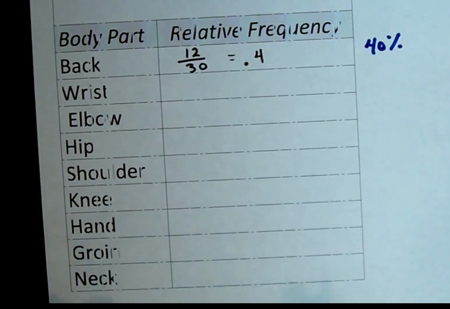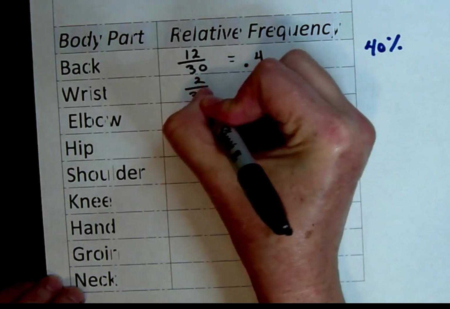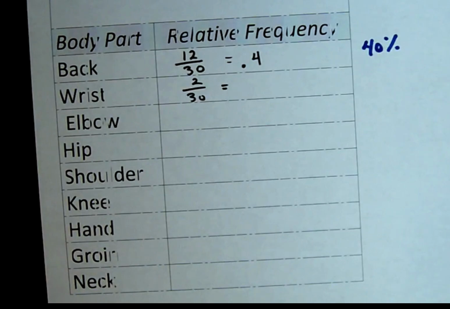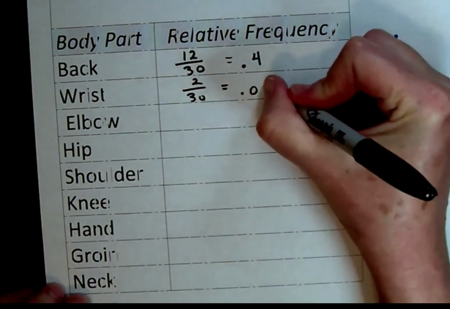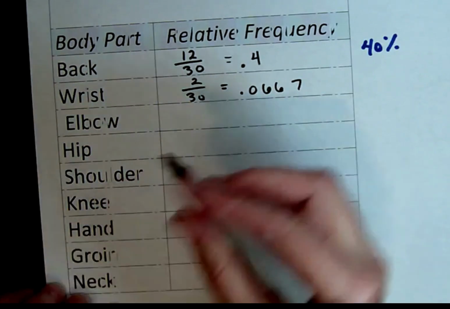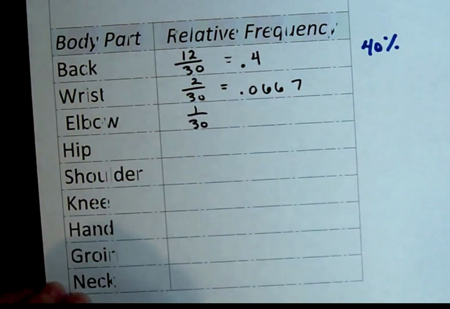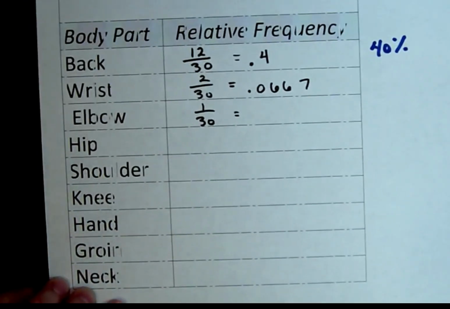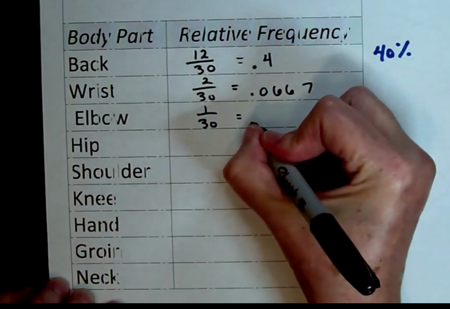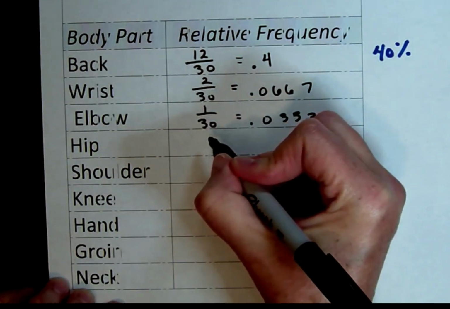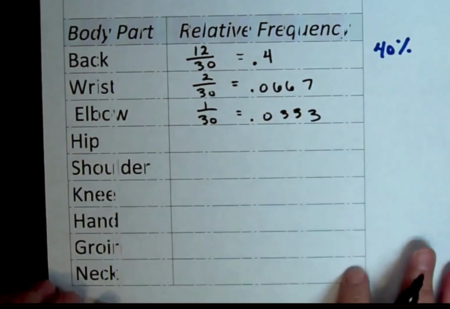For the wrist, we said there were 2 occurrences. So we'll divide 2 by 30, and you'll use a calculator for this, of course. You should get 0.0667. For the elbow, we said there was 1 occurrence. So 1 out of the 30 occurrences is the elbow. And if you divide 1 by 30 on a calculator, you should get 0.0333. And then just going on, filling this in.